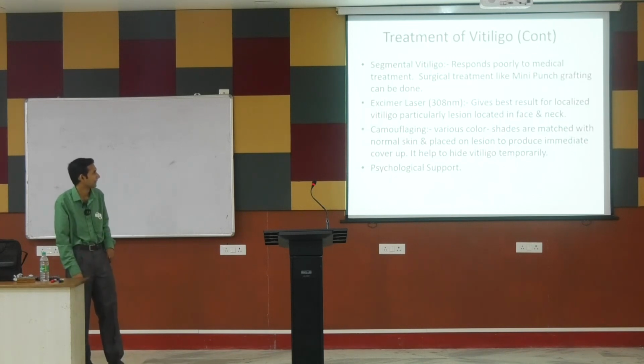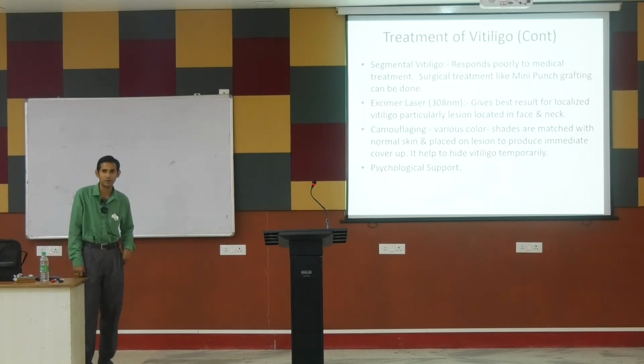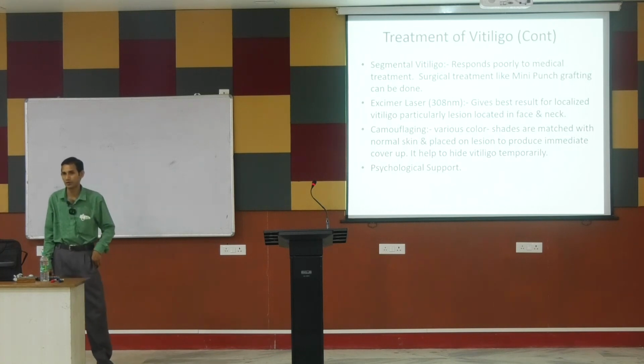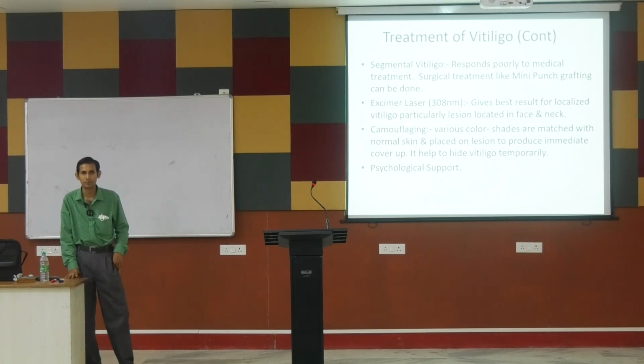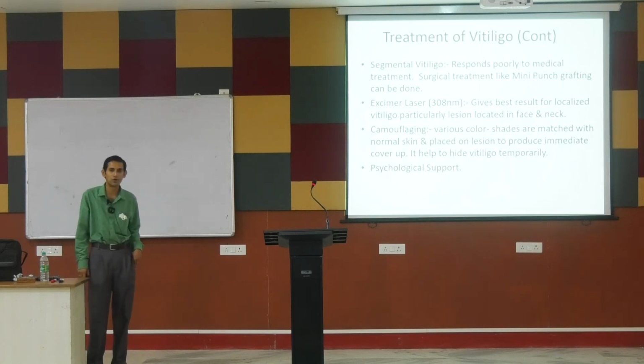Now coming to the other part of the treatment, segmental vitiligo. As I have already told, segmental vitiligo usually responds poorly to medical treatment. We can try medical treatment, that is topical steroid or topical tacrolimus ointment, but it usually does not give a good result in segmental vitiligo. Usually it responds poorly to medical treatment. There are many surgical options.